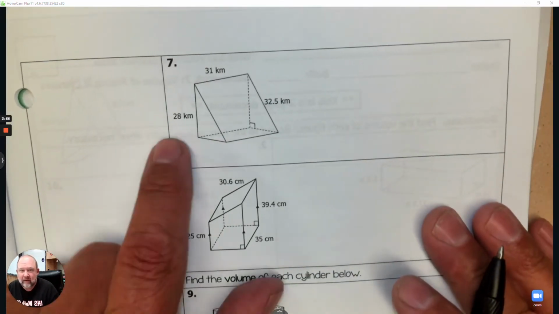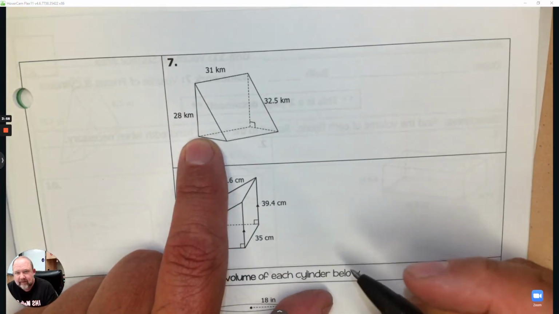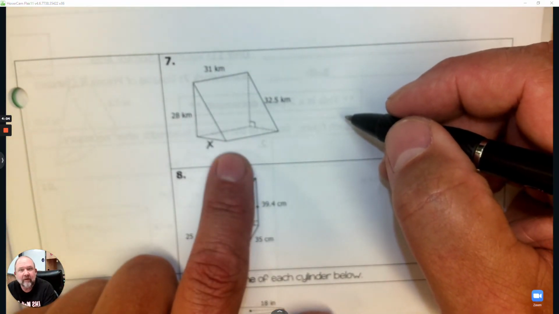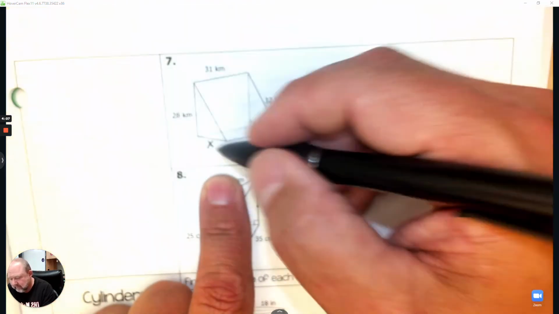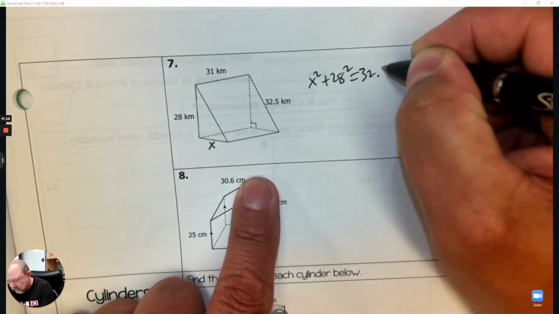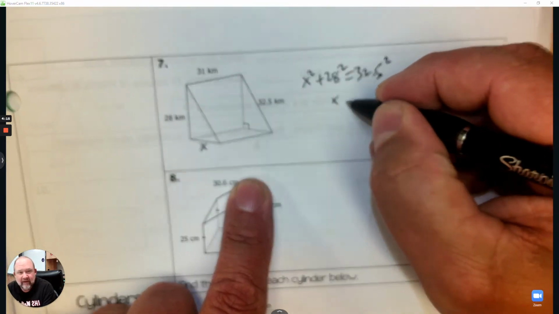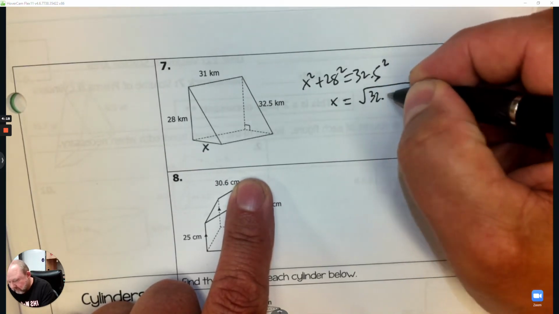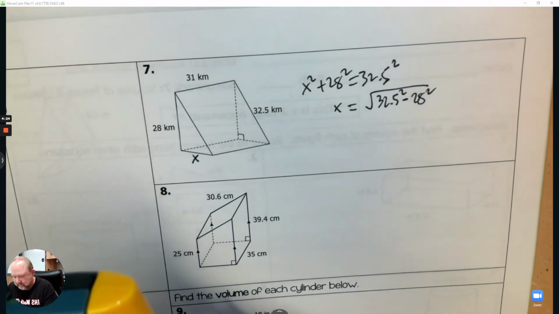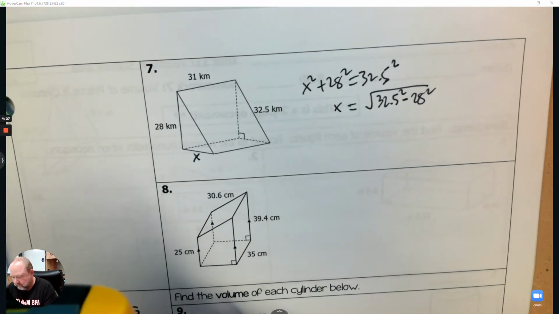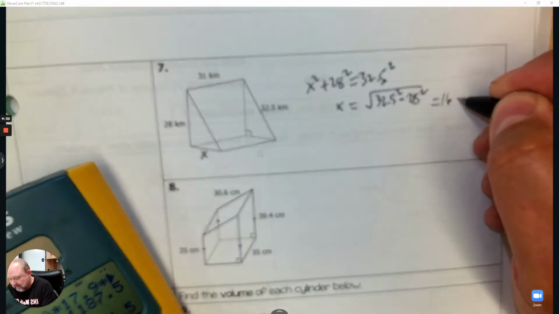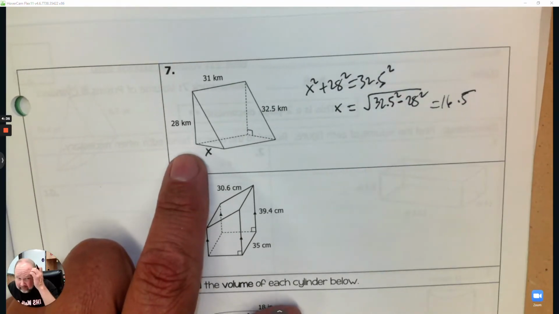Again, the shape that is not a rectangle, so it's a triangle. Now, in this case, I need to know this side, because that's the distance between. Do I need to know that side? Yes, for the base and the height of the triangle. So I'm going to go x squared plus 28 squared equals 32.5 squared. And then to get x by itself, it's the square root of 32.5 squared, subtract 28 squared. So I'm going to use that in my calculator right now. So I get 16.5. So now I have the information that I need.